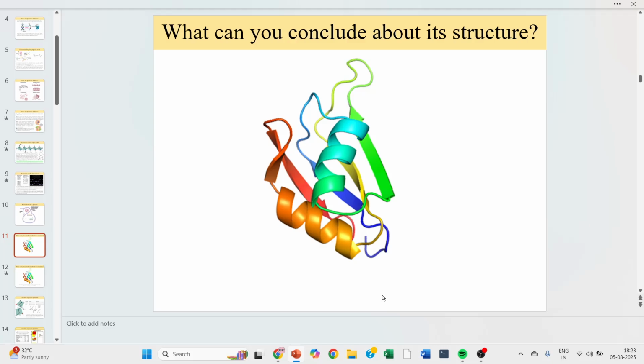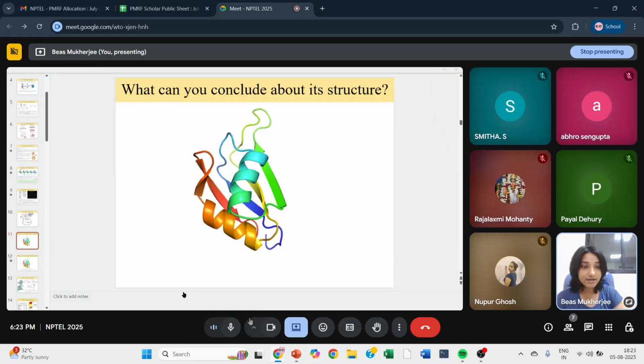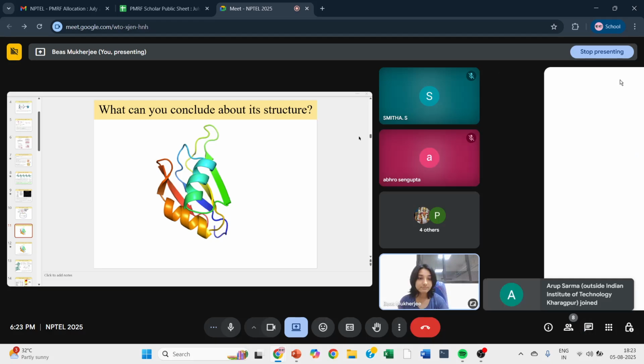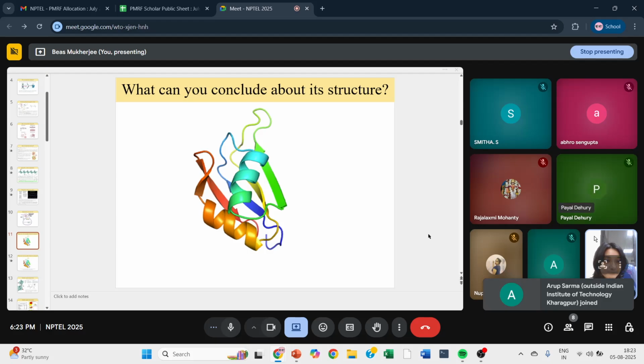Okay. Now, based on whatever we have studied until now, what do you conclude from the structure of this protein? This is an RNA binding protein, and we work with this in our laboratory. Based on whatever you have learned until now, what do you conclude about the structure of the protein? What can you see? How many alpha helices and how many beta sheets are there, and what kind of beta sheets are there in this protein? You can type in the chat box, I'll be able to see. Right, you can just give it a try.